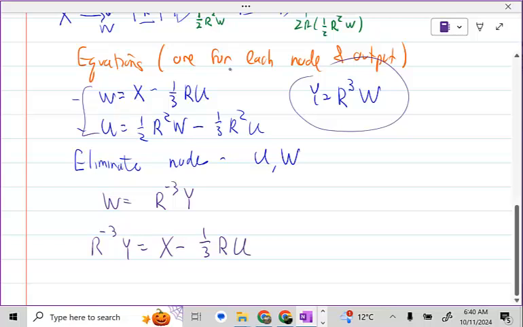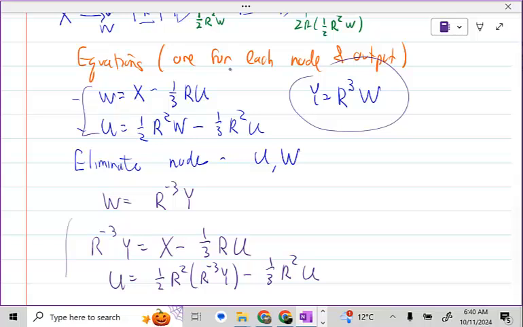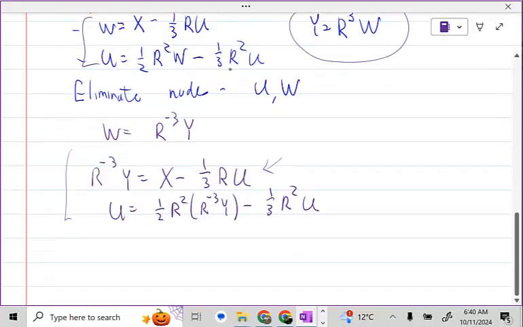And then the second equation: U equals 1/2 R squared, and I'm going to replace my W again with R to the minus 3Y, and then I have minus 1/3 R squared U. All right? So I'm almost there. I have my X and my Y in my first equation here. So what I'd like to do is eliminate the U using the second equation. So I'm going to solve the second equation for U. Okay, and that's not that bad.